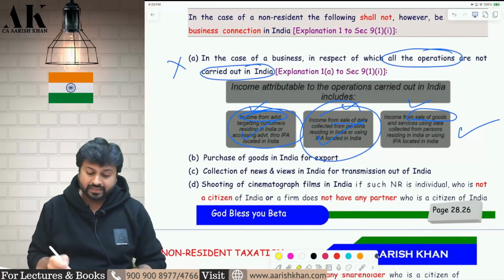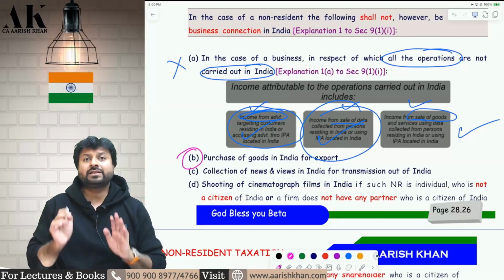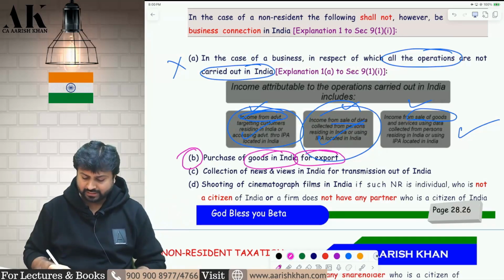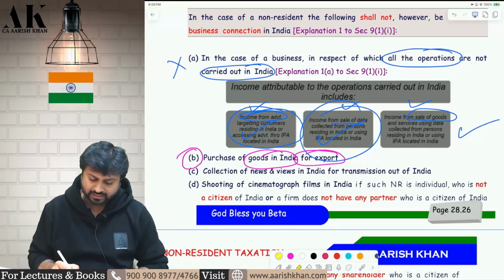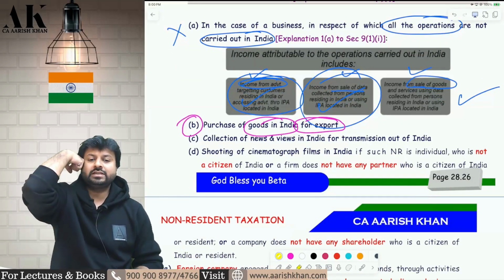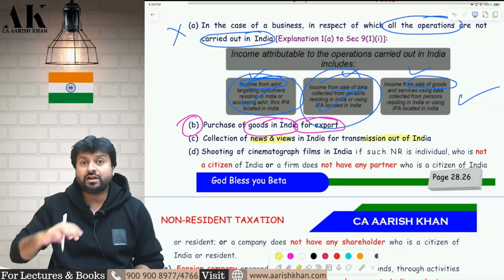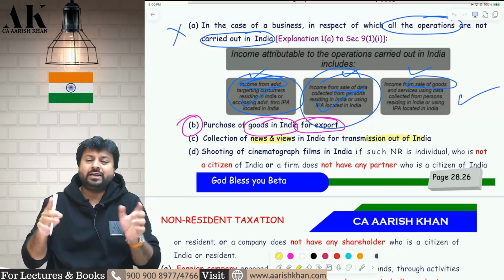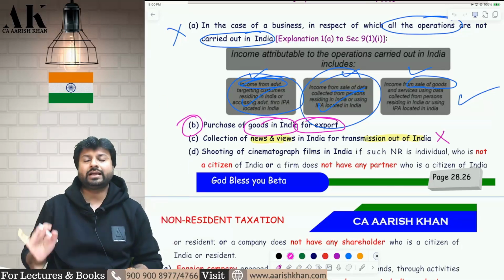Next one, we are learning the exclusions of business connection. So the second exclusion of business connection is if you purchase in India and then export it, you are not liable to tax in India. If a non-resident comes to India, purchases goods in India and then exports it, not liable to tax in India. Similarly, if a non-resident news agency comes to India and collects news for transmission out of India. They are coming to India for collection of news, but the transmission will not happen in India. The transmission will be done out of India. Then that is also not taxable in India.